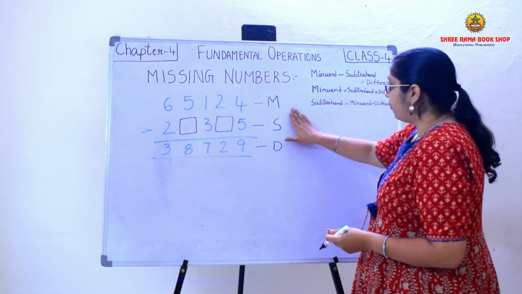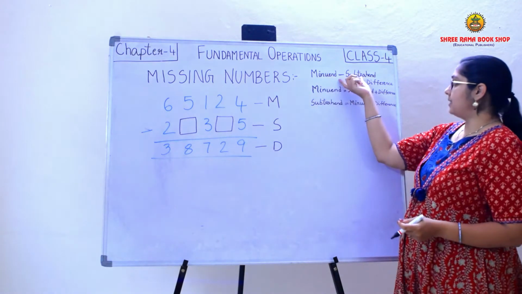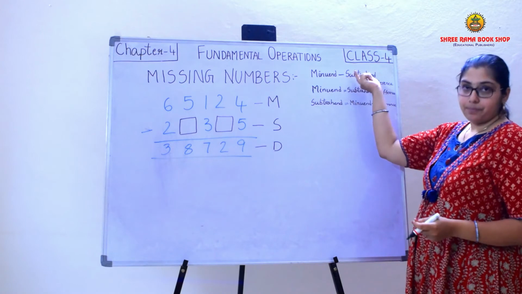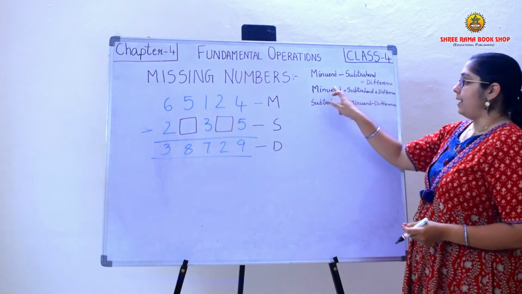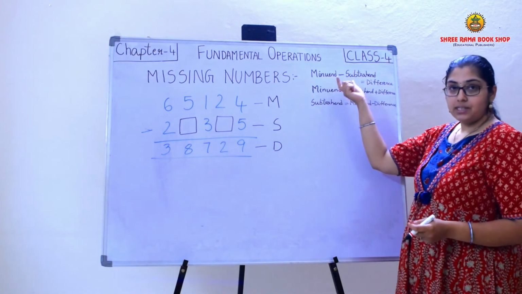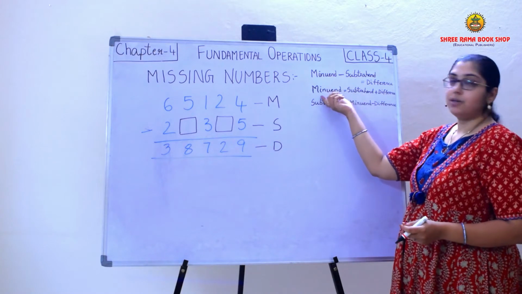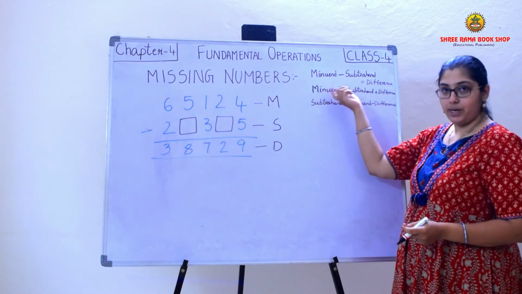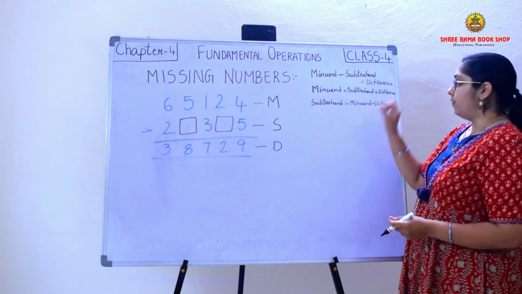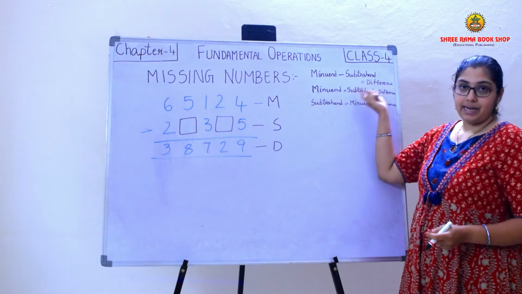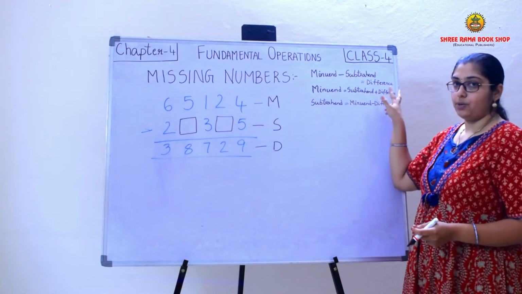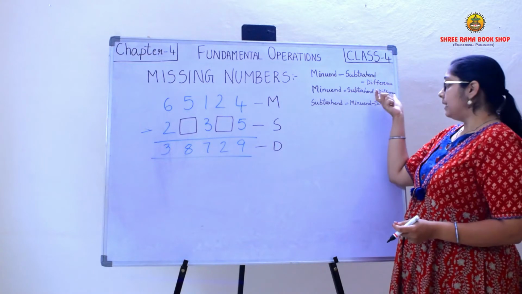So before doing this, here I can say that minuend minus subtrahend is difference, and when minuend is to be found out, we need missing numbers in minuend, then what we need to do, we need to add both subtrahend and the difference. Okay, we need to add both subtrahend and difference.